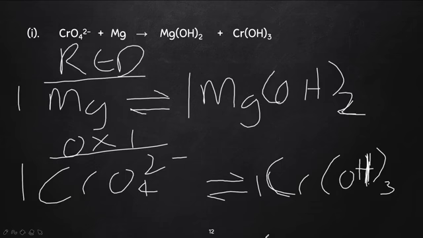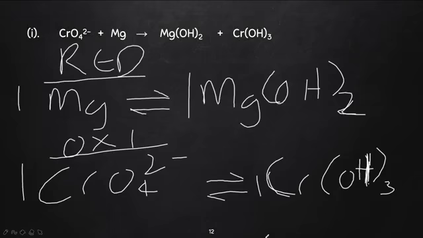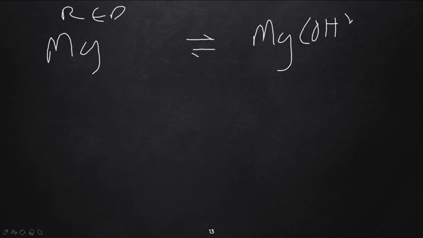So let's start balancing the charges now. Let's start with the reduction half equation. Sorry, I need to start again. The reduction half equation, red. That's magnesium, Mg, giving us magnesium hydroxide, Mg(OH)2.